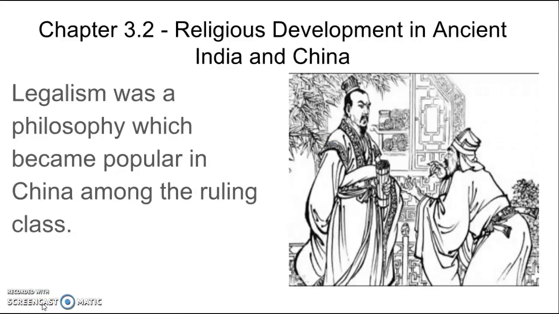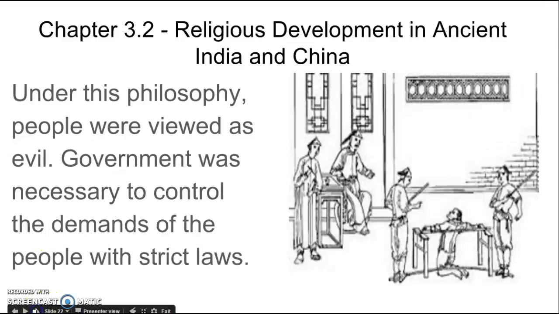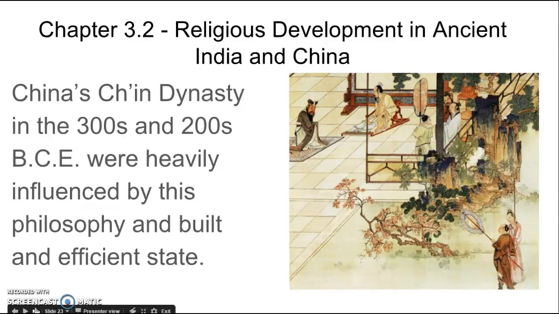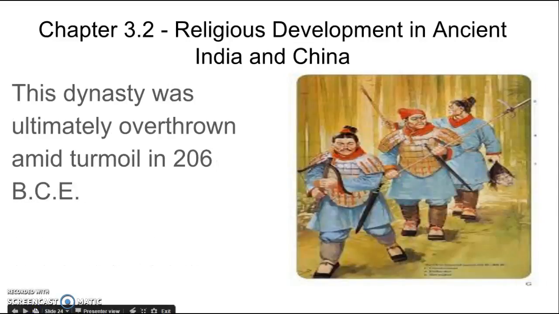Legalism was a philosophy which became popular in China among the ruling class for obvious reasons. The ruling class adopted this philosophy to maintain order and their position in society. Next slide. Under this philosophy, people were viewed as evil. The government was necessary to control the demands of people with strict laws. Next slide. China's Qin dynasty in the 300s and 200s BCE was heavily influenced by this philosophy and built an efficient state. Next slide. This dynasty was ultimately overthrown amid turmoil in the year 206 BCE. Next slide.